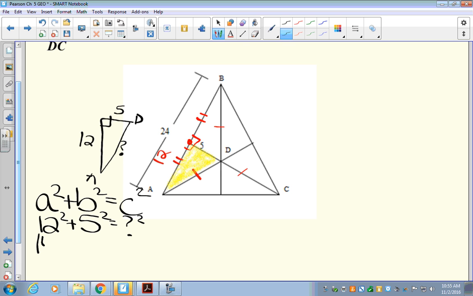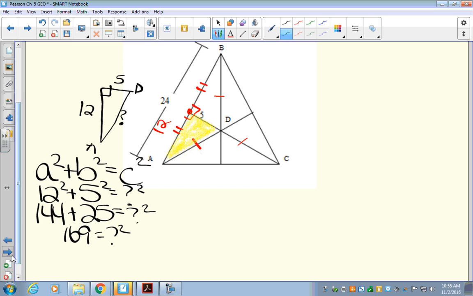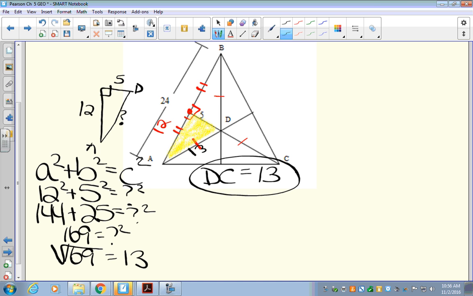12 squared is 144. 5 squared is 25. 144 plus 25 is 169. And the square root of 169 is equal to 13. So this side here is equal to 13. So DC must also equal 13, because those distances from the vertex to the center point are congruent.